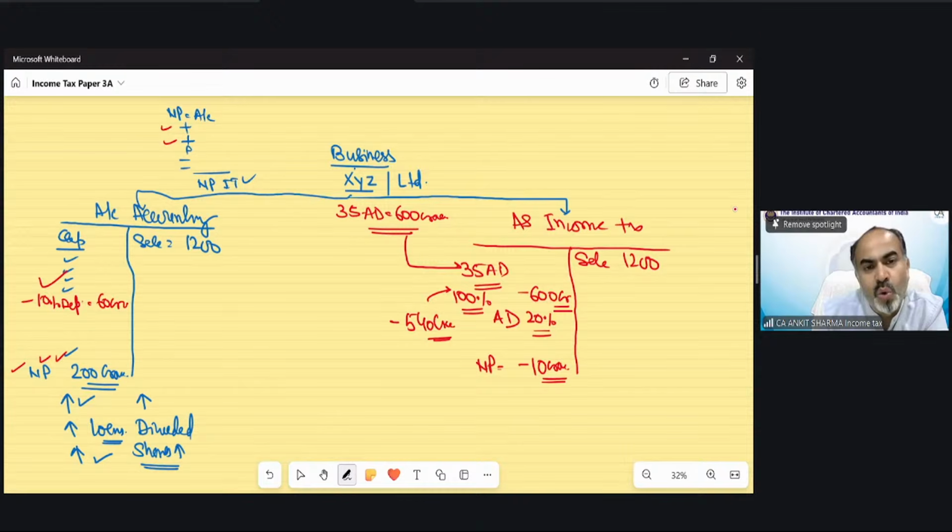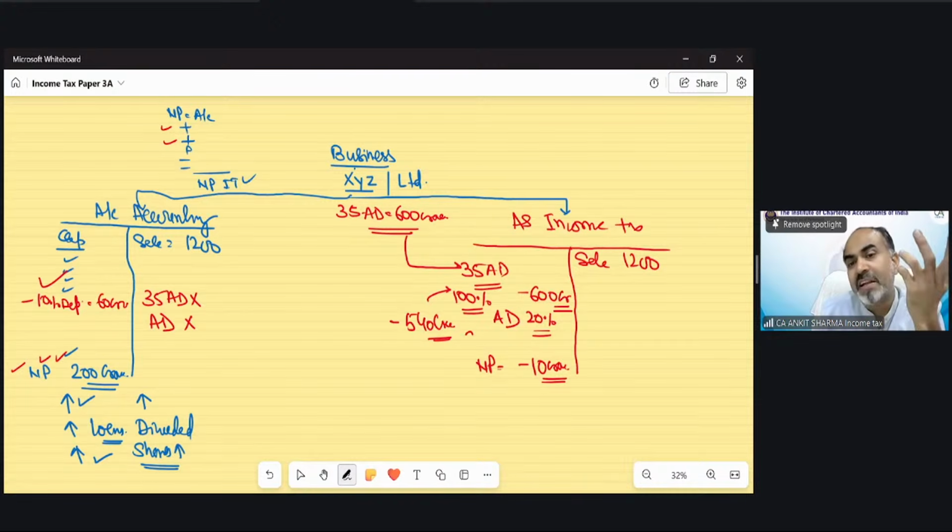There is no section 35AD concept under accounting. There is no additional depreciation concept. So under accounting, you must have claimed only normal depreciation. And under income tax, you have claimed normal depreciation and extra 20% additional depreciation also. So what will be the effect? The profit will reduce. The same business.